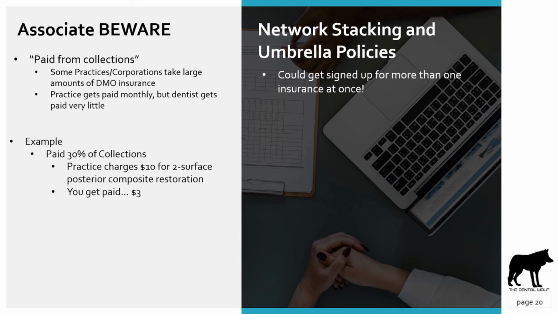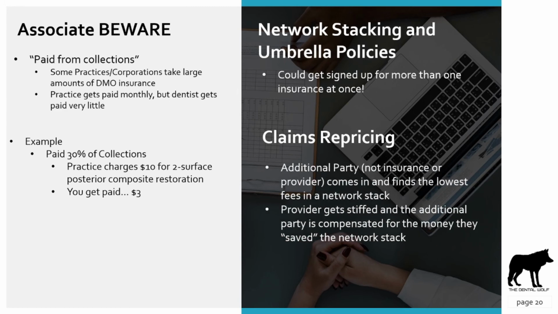So you have to be really careful when you're signing contracts to make sure you're not signing up for more than what you understood that you were signing up for. So the other thing is called claims repricing, and this is where a third party comes in and they do a little bit of arbitrage, I guess you could say.